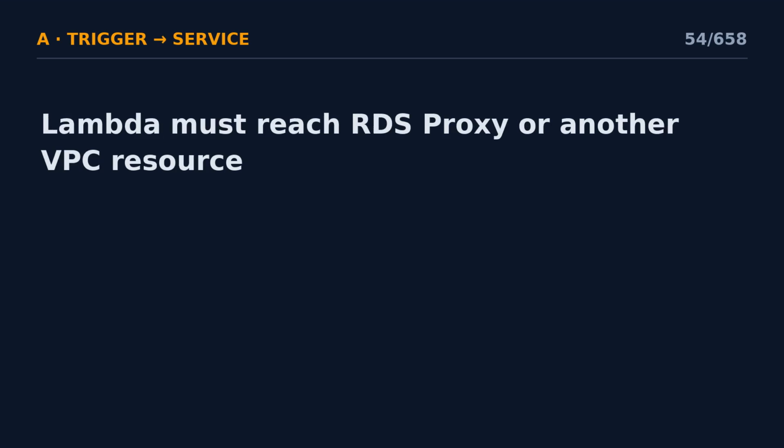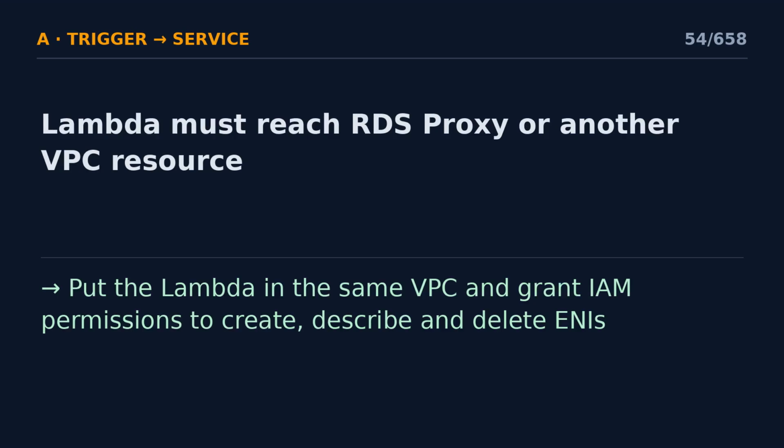Lambda must reach RDS Proxy or another VPC resource. Answer: Put the Lambda in the same VPC and grant IAM permissions to create, describe, and delete ENIs.